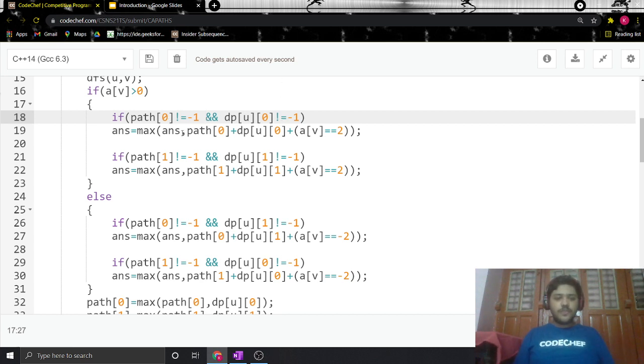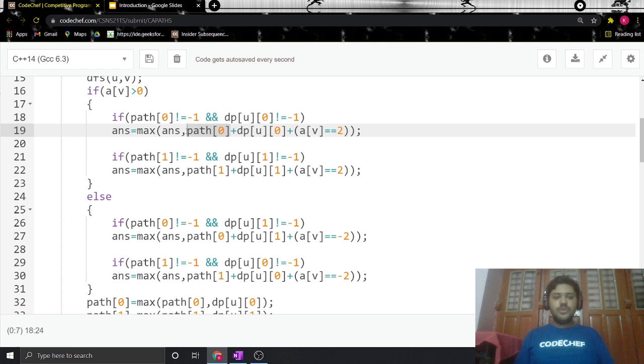So what is the number of powers of 2? Path of 0 denotes the number of powers of 2 on all of the nodes which have been processed before u and are children of v. And dp[u][0] just gives the number of powers of 2 on the path that is having a positive magnitude and maximum magnitude, starting from u, ending at any node in the subtree of u. And if a of v is equal to 2, then just add one more power of 2.